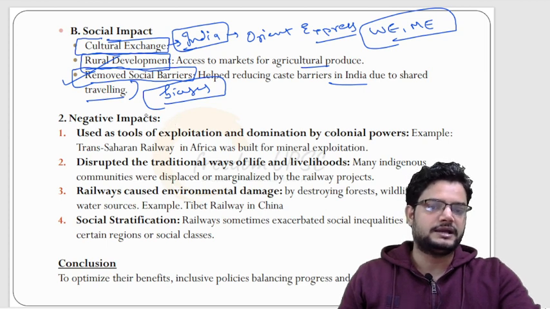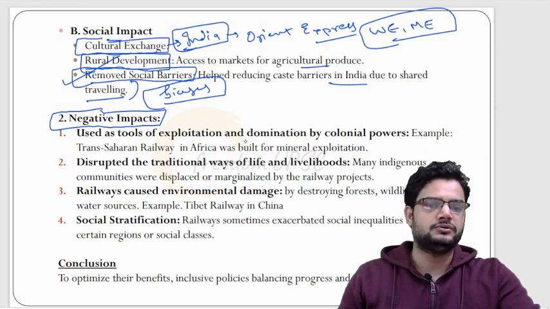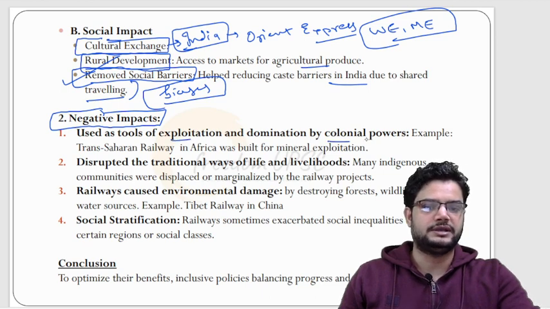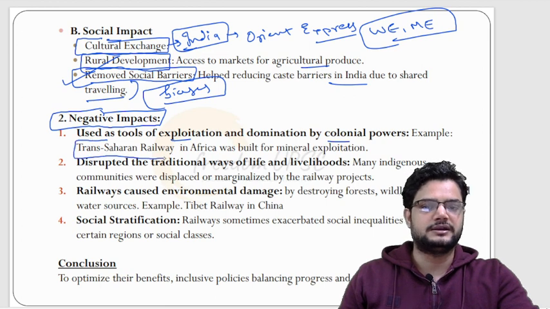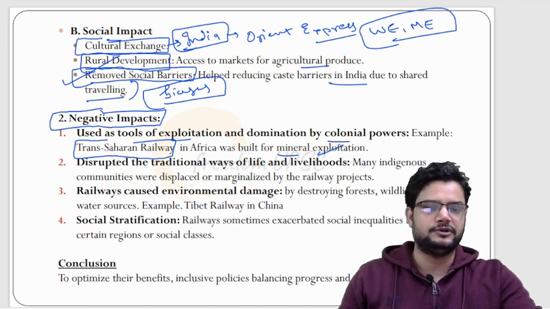Now coming to the negative impacts. There might be certain negative impacts, as we have read in modern India, in that railway was used as a tool for exploitation and domination by colonial powers. Not only India, you can give the example of the Trans-Saharan Railway in Africa, which was built for mineral exploitation only. It was not aimed at the welfare of citizens.